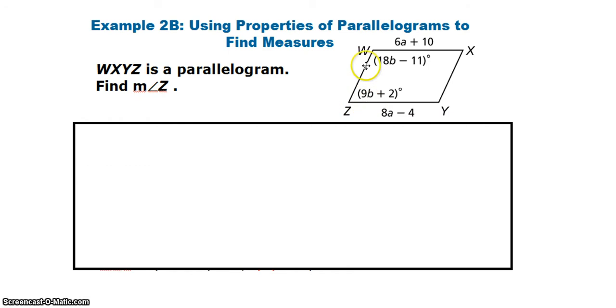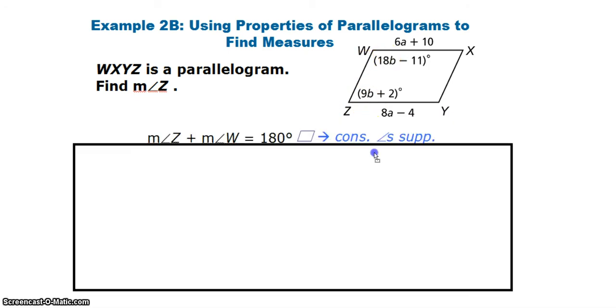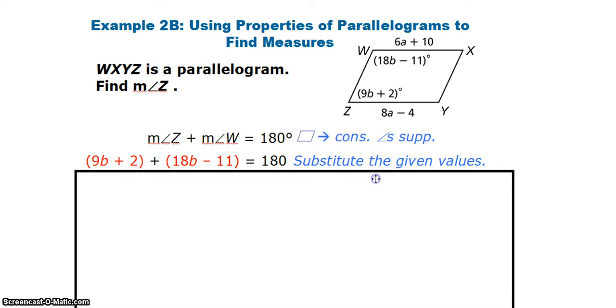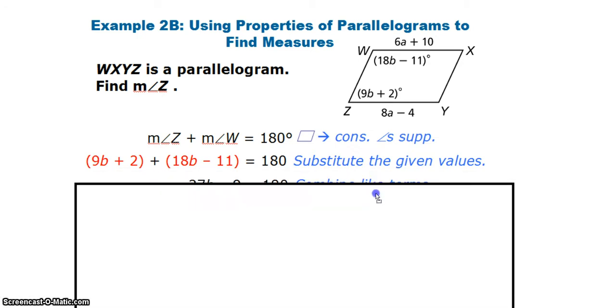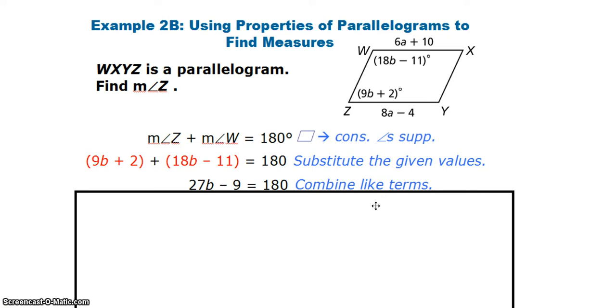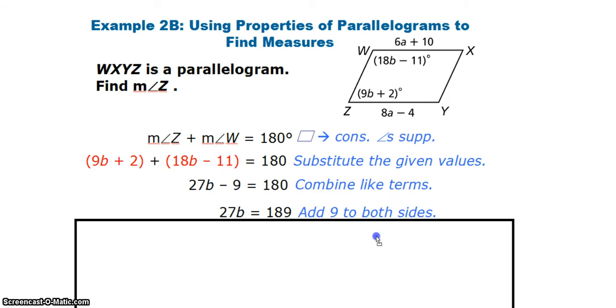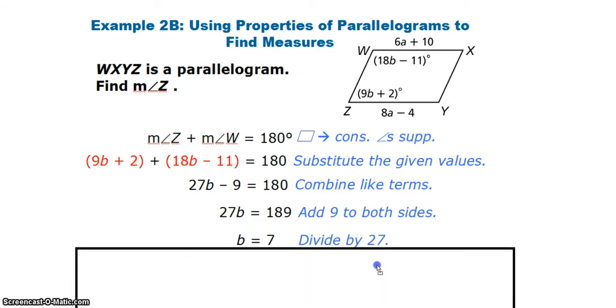We know that angle Z and angle W are supplementary, right? They're consecutive angles, and consecutive angles in a parallelogram are supplementary. So let's substitute their known expressions and combine like terms. We have 27b minus 9 equals 180. Add 9, we have 27b equals 189. And divide by 27. And when you do, we have b equals 7.